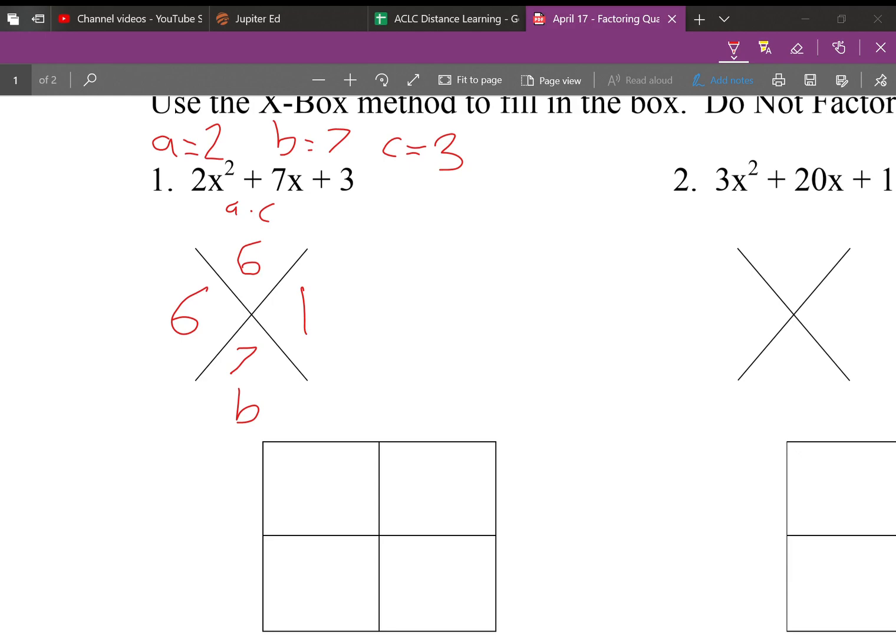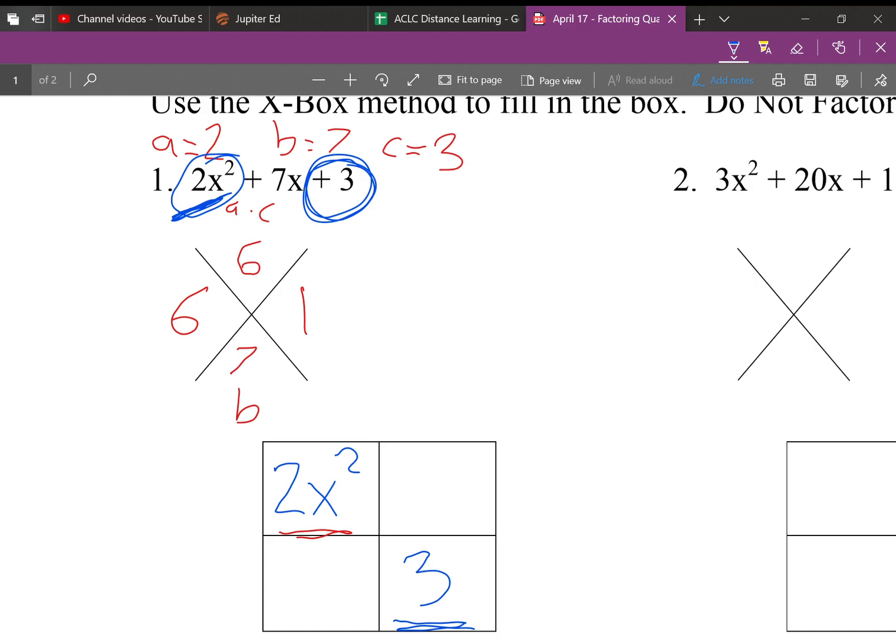So this is what I'm going to do. In the top left box, or square in my box rather, I'm going to put the first term, 2x squared, that's going to go always in the top left box. And where did that come from? It came from here. I'm going to put in the bottom right box, C, the number by itself, here.